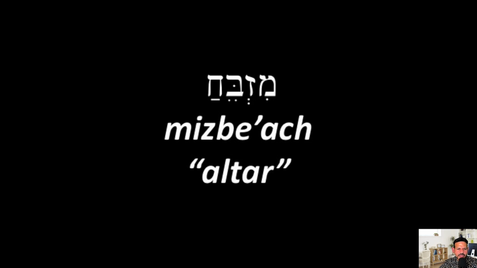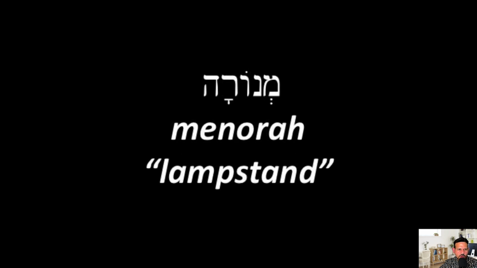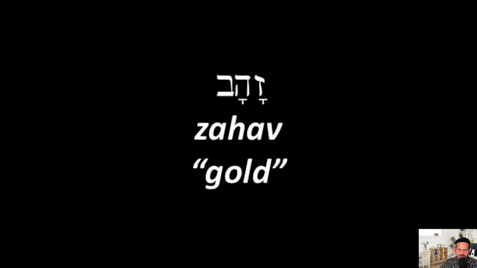And the altar was made of nechoshet, bronze. Just like the menorah is made of zahav, gold. So basically, that ends just our look at the Torah portion.